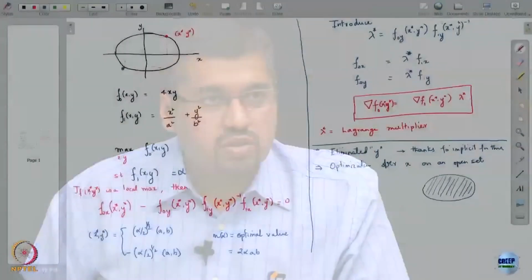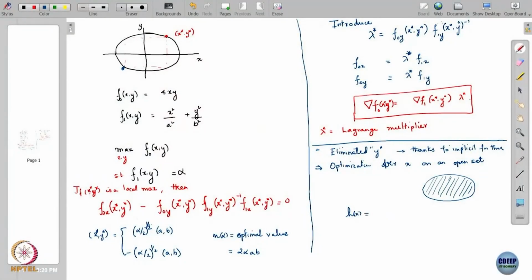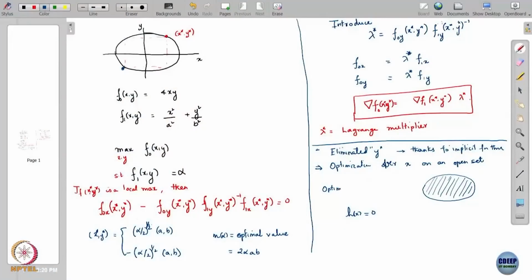So, the kind of constraint for which we can do all these steps that we followed are those constraints where we are optimizing over surfaces. Surfaces take the form h of x equal to 0, or in this case f1 of x comma y equal to 0. So, this works for problems where we are optimizing over equality constraints.